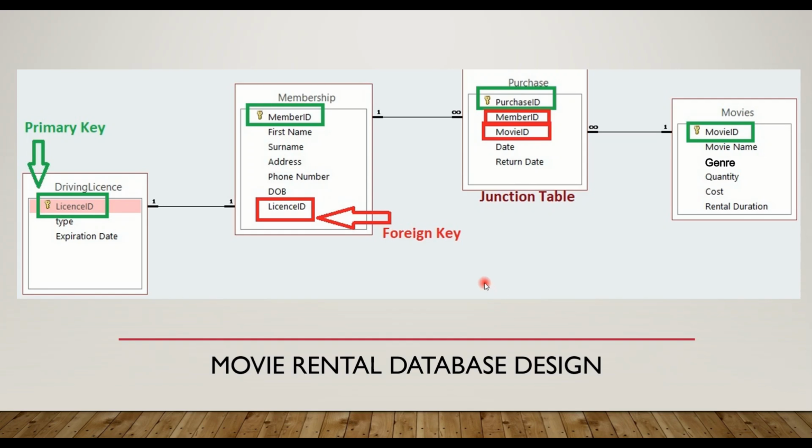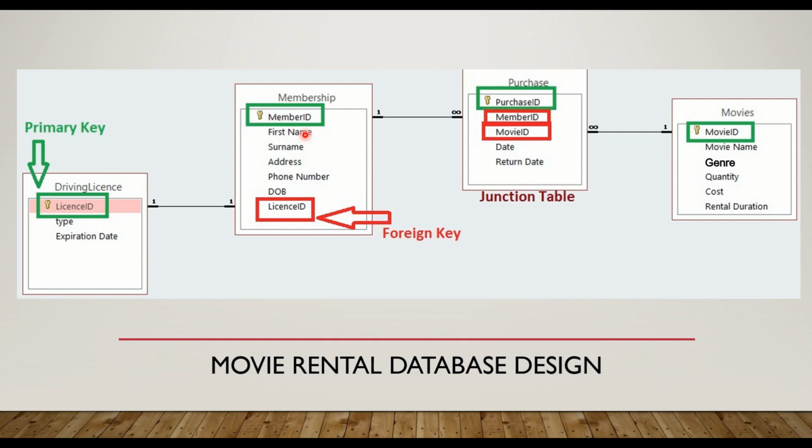Here is the movie rental database design we are going to create. So basically, to create a relational database, we need to create several data tables. In this case, we're going to create these four tables. As you know, every table is known as an entity, and every entity has several attributes. For example, in this case, the driving license table has three attributes. The first one is its primary key, and the relationship between these two tables is called a one-to-one relationship because every member has one license ID and every license ID belongs to one member.